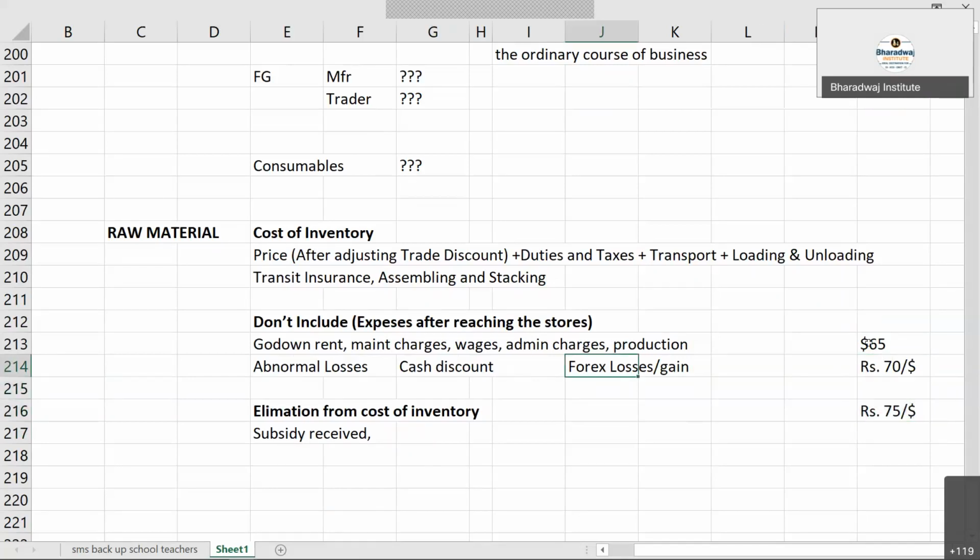Those losses should be ignored. So, if there is any duty drawback also. Duty drawback means like input tax credit. It may be GST or import duty or anything. If there is any duty adjustment, it can be eliminated. So the cost of inventory includes these things. Don't include all these things. Eliminate subsidies received, duty drawback, and the input tax credit if there is any. You will get the cost of raw material.